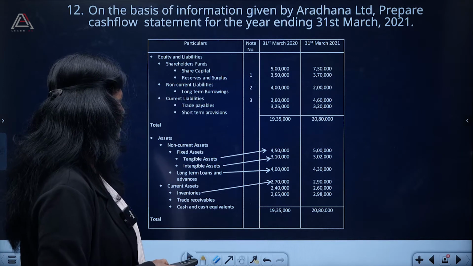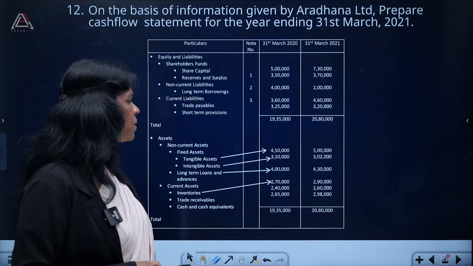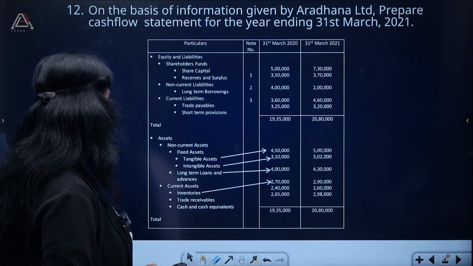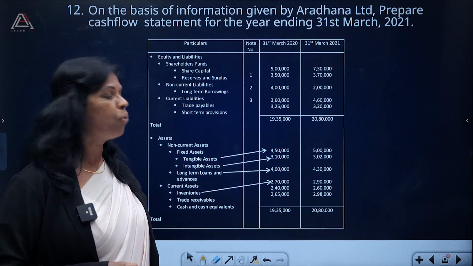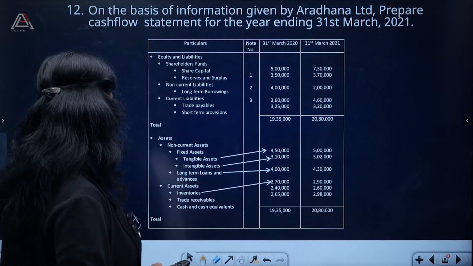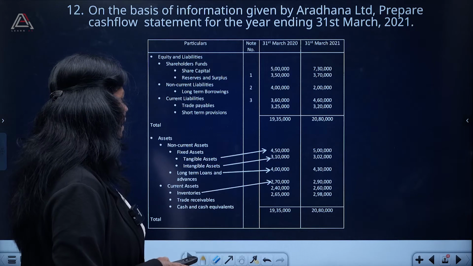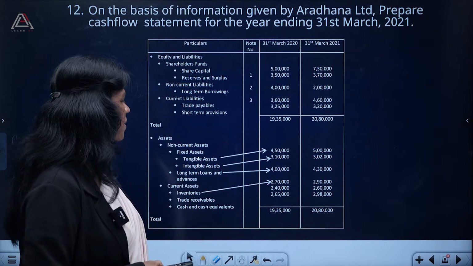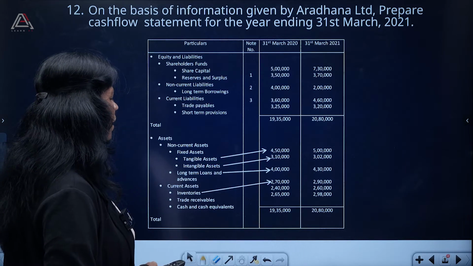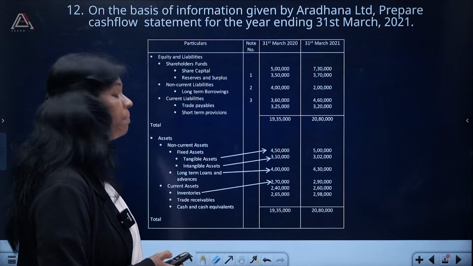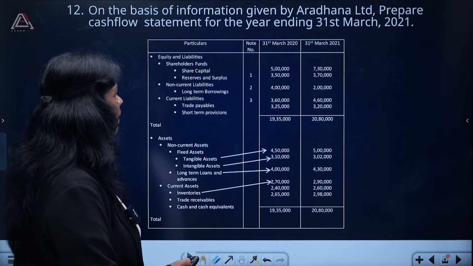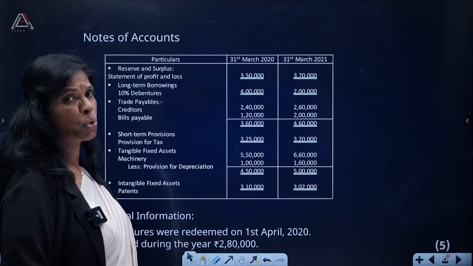Then under current asset, inventory 2 lakh 70,000 and 2 lakh 90,000. Then trade receivable 2 lakh 40,000 and 2 lakh 60,000. Then cash and cash equivalent, first year 2 lakh 65,000, then 2 lakh 98,000. The total is the same since it is a balance sheet. Then the next one, notes to account.